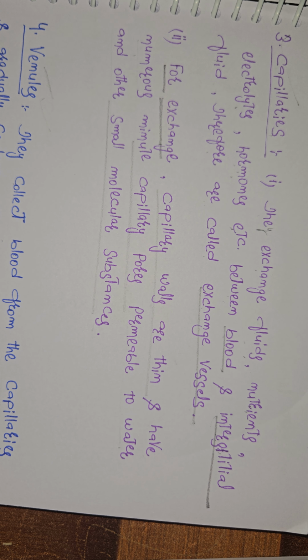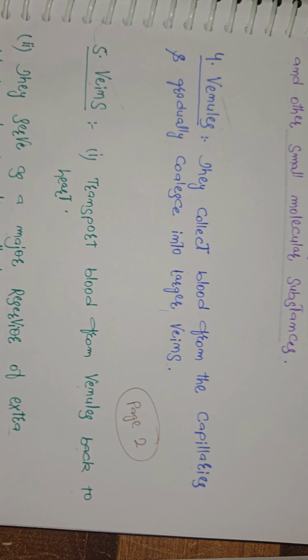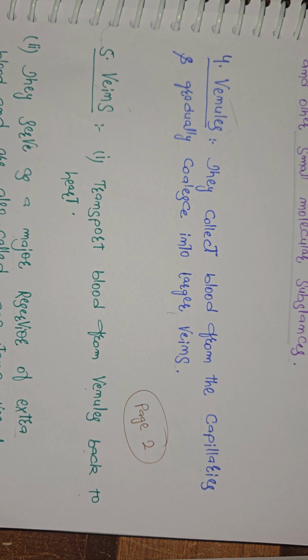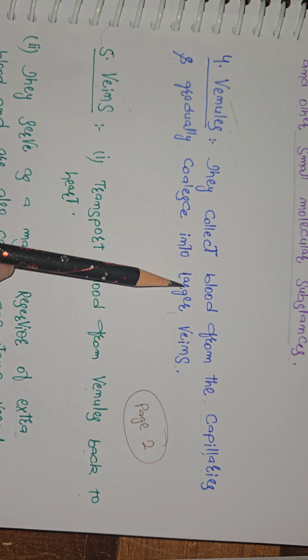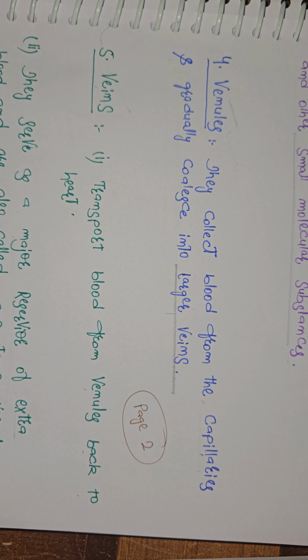Now we have the next blood vessel, the venule. What is the function of venule? They collect blood from the capillaries and gradually coalesce into progressively larger veins. So they take up the blood from capillaries and progressively join to form larger veins.